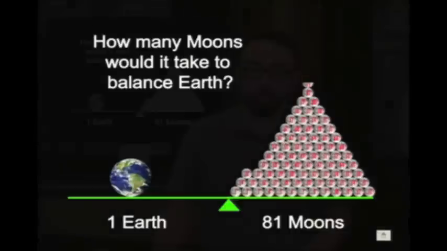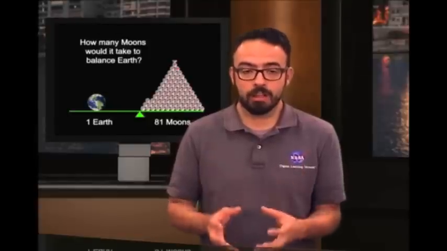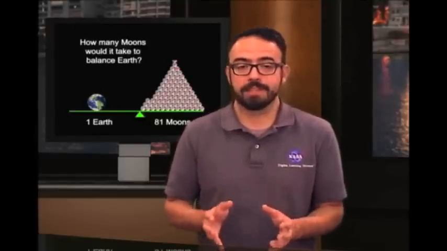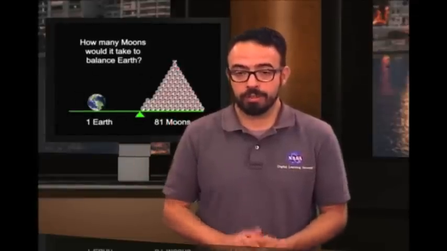And you might be thinking, why does it take so many moons to balance the mass of the Earth? Well, it's because Earth has a very, very large iron nickel core. It makes up about 33% of the mass of Earth. The moon has a very small iron nickel core. And if you've ever picked up a piece of iron, you know that it is very dense and very heavy. So we need a lot of moons to make up for the mass of Earth. All right, well, that does it for the size of the moon. Let's go back to our moon topic.